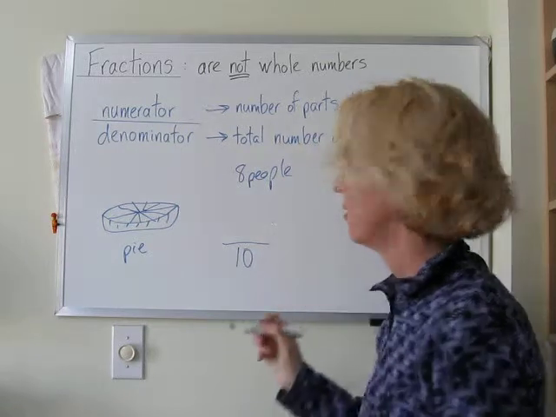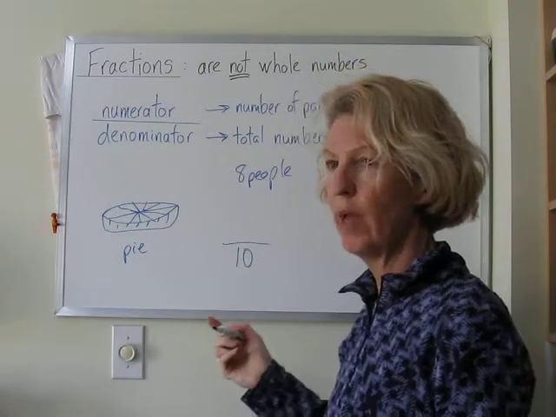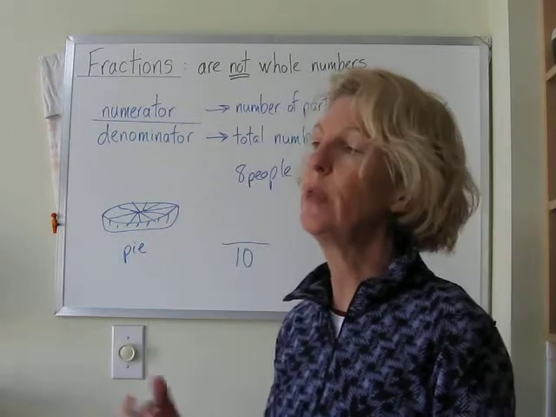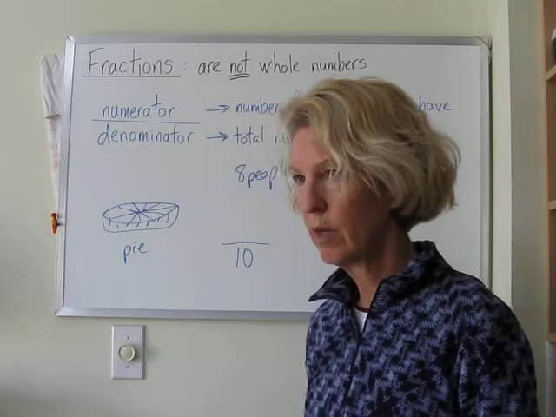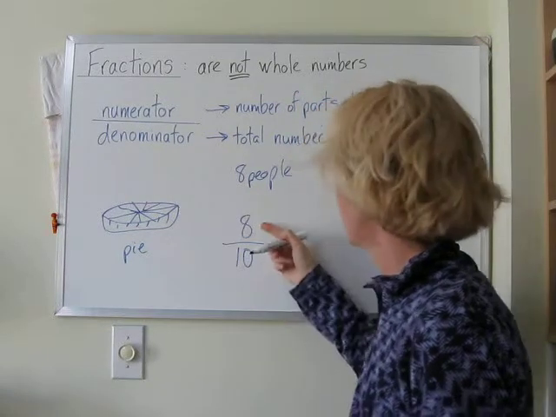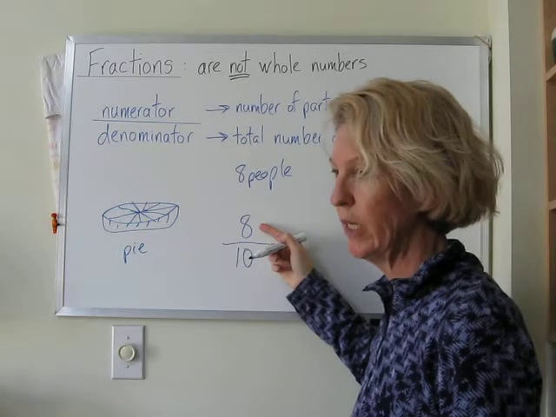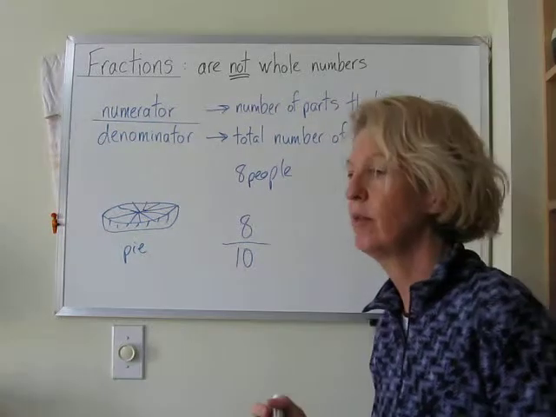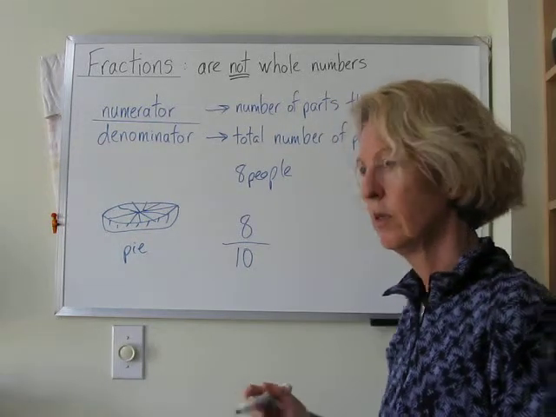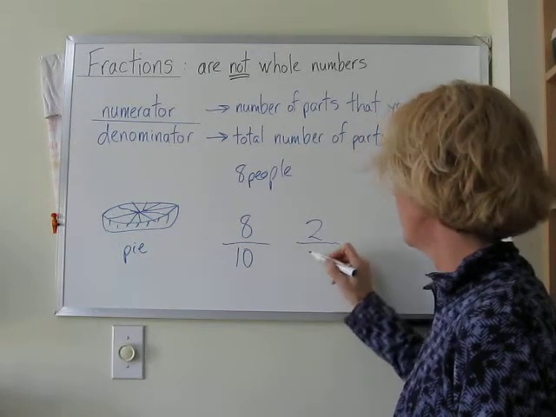Now, say that instead of 10 people showing up, there were 8 people for dinner, and everybody gets a slice of pie. What fraction of the pie has been eaten? 8? Yeah. Out of the 10 slices, 8 pieces of the pie have been eaten. How many pieces are left over, honey? 2. Okay. 2 are left over.